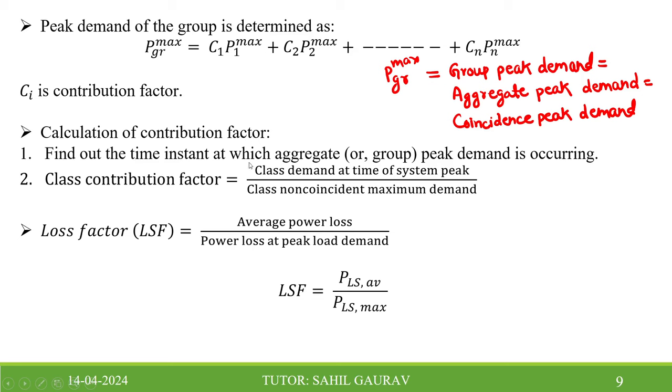So this is the contribution factor calculation if you have data for different types of load at different time instants. You can do these two simple steps. First you find the aggregate peak demand for the different time instants, add up the values, and see at which time instant the group peak demand occurs. Based on that time instant, you can find the class contribution factor using this expression, the ratio of class demand at time of system peak upon the class non-coincident peak demand.